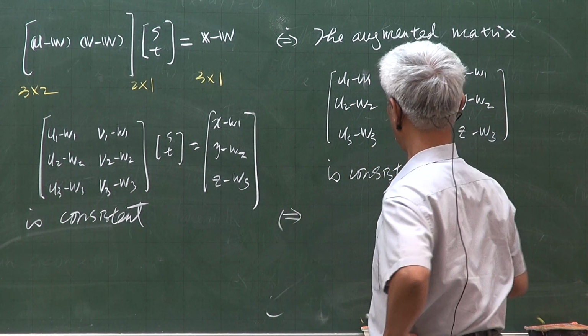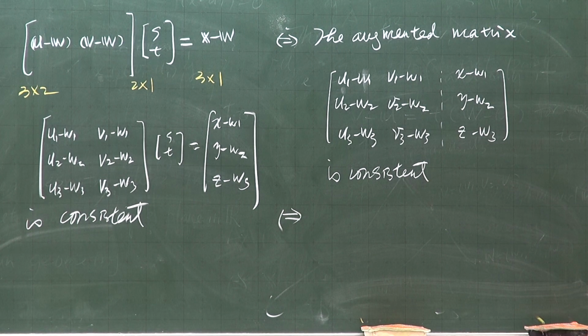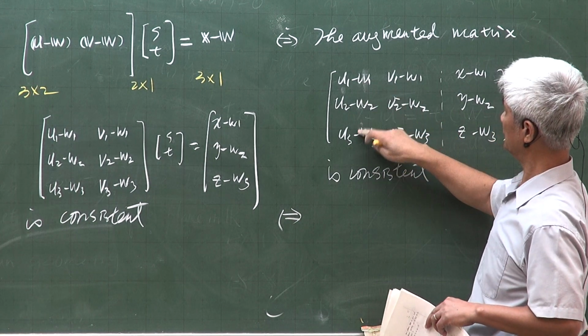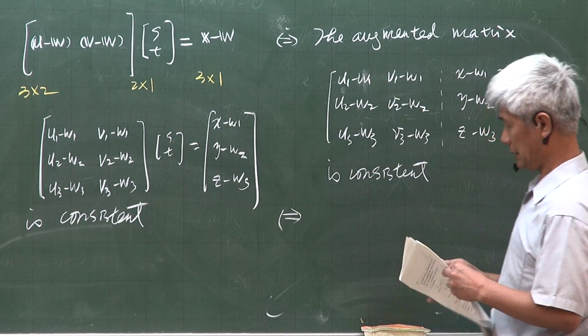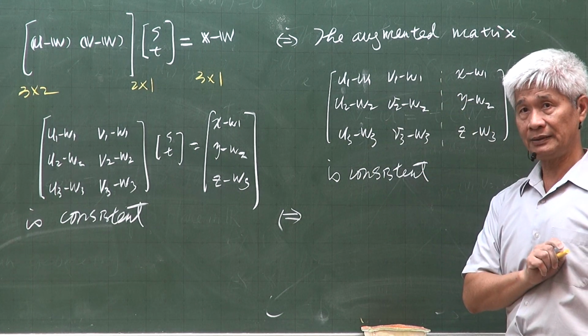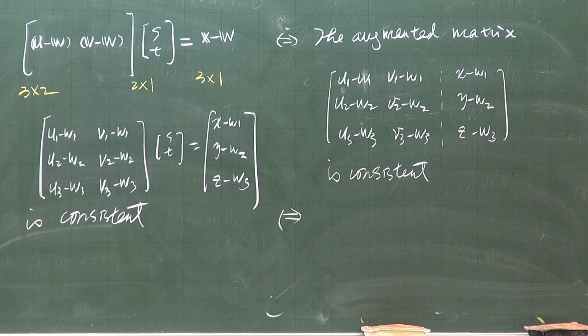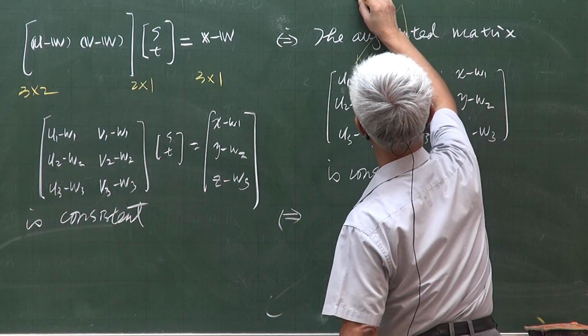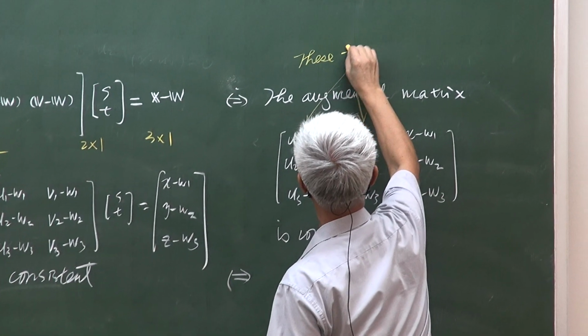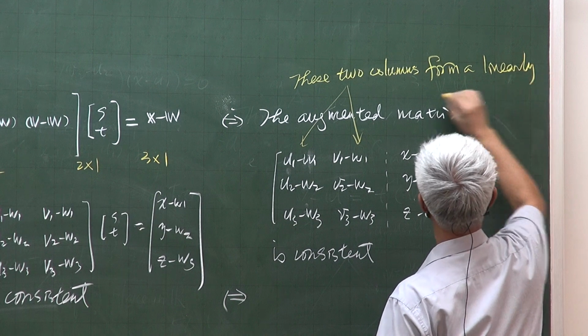Alright. Now, suppose that u and w are distinct, right? And so at least one of these is non-zero. But the most important thing is that these two columns are linearly independent, because they are not collinear, right? So these two columns form a linearly independent set.